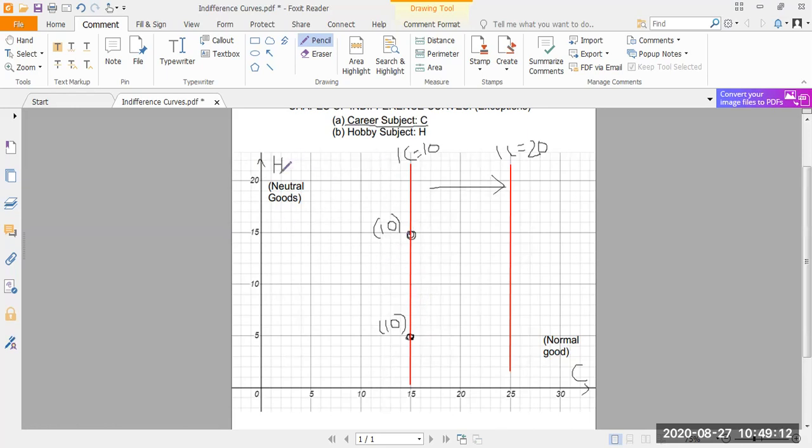Moreover, you can derive from what I said that neutral goods do not satisfy the non-satiety property. So for neutral goods, more is not necessarily better. It's not worse, but it's not even better. So whether you increase or decrease the amount of neutral good consumed, it doesn't matter.